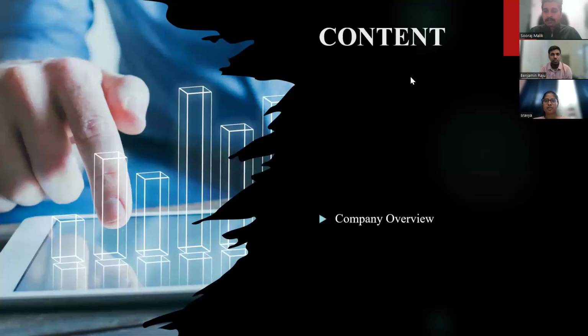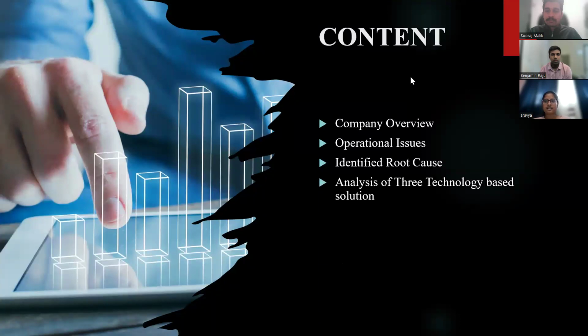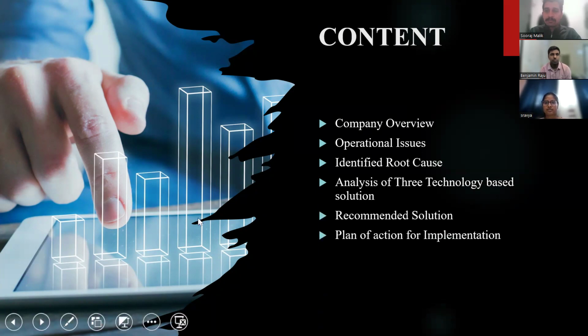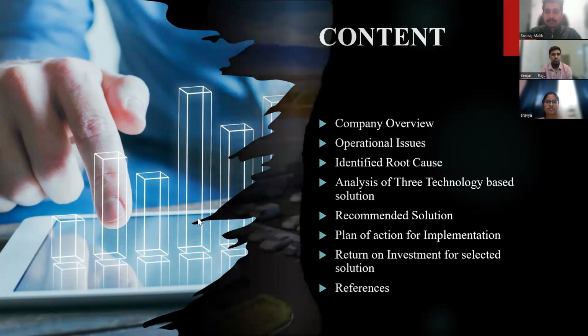So, this is the table of contents which we are going to discuss further. We are going to talk about the company overview, operational issues, and the root cause analysis of three technology-based solutions, the recommended solution, the plan of action for the implementation, and ROI for the selected solution, and finally, references.